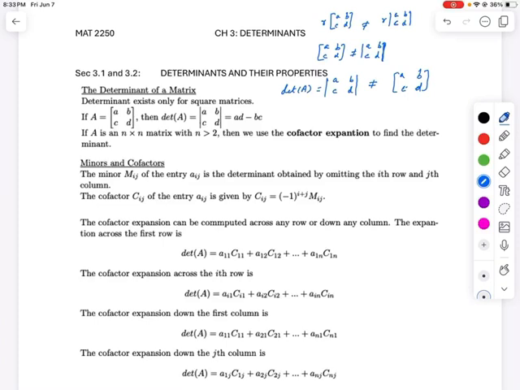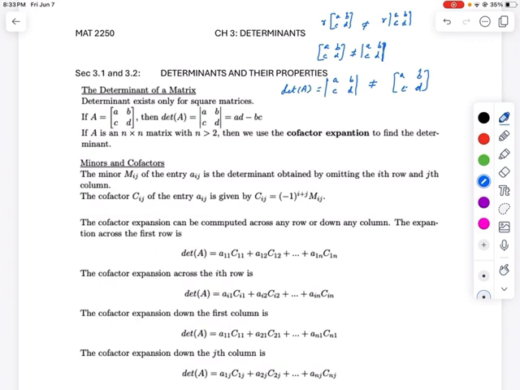Section 3.1 and 3.2. In these sections, we are going to talk about determinants and their properties. Determinants are only for square matrices. So what is a determinant? It's basically a number associated with the matrix. A real number, if the entries of the matrix are real numbers, then the determinant will be a real number.